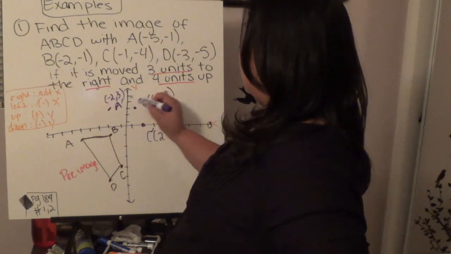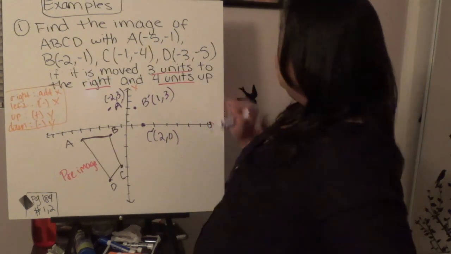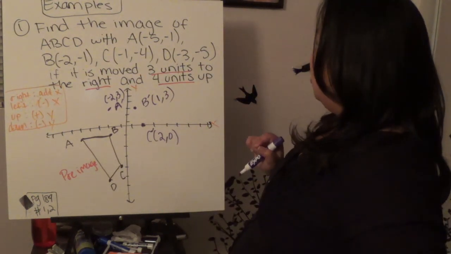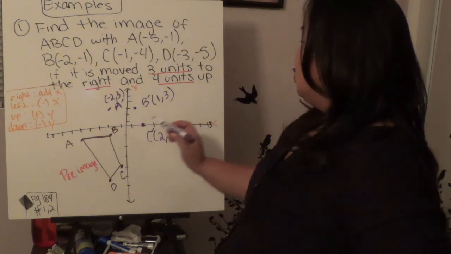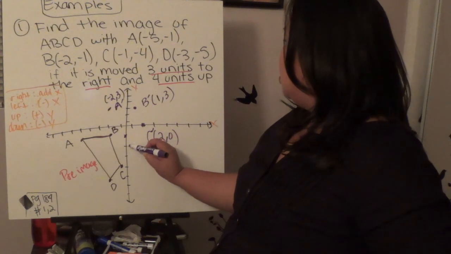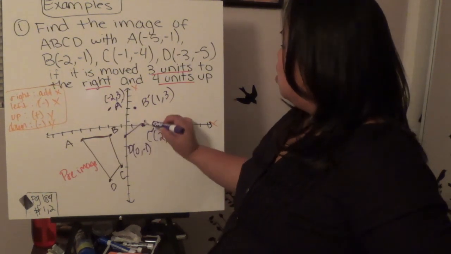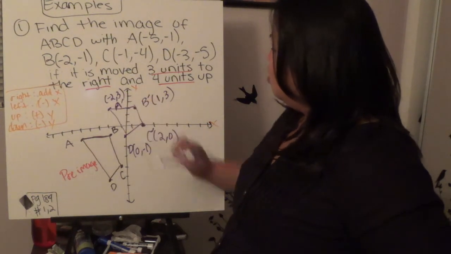Oh, and these are all primes. And my last one is -3 plus 3, which is 0. And then -5 plus 4, which is -1. So 0, -1. This would be D. And this would be my new shape.